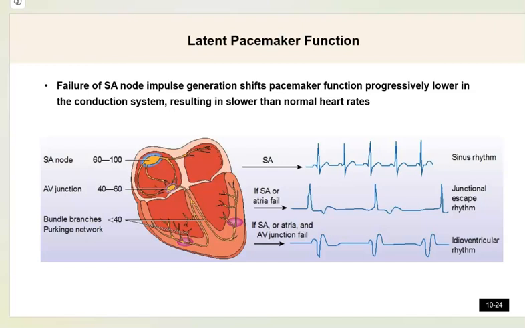If the only thing working is the ventricular ectopy, like the bundle branches of the Purkinje network, now you're going to have an idioventricular rhythm, and we're in big trouble, right? Because our heart rate's less than 40, and we're hardly functioning in the heart at all. Bad news bears.